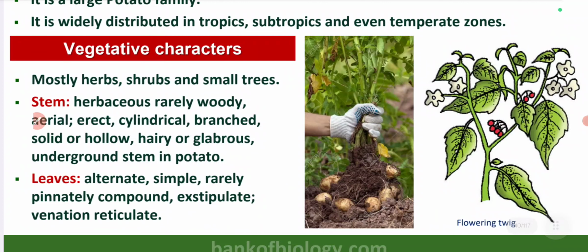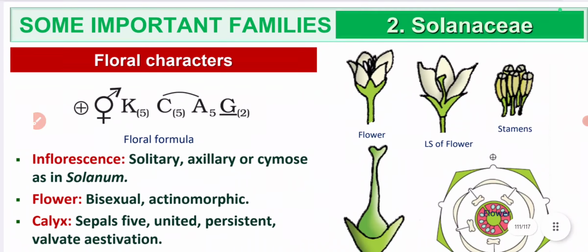Vegetative characters: mostly herb, shrub and small tree. Stem is herbaceous, rarely woody, aerial, erect, cylindrical, branched, solid or hollow, hairy or glabrous. Underground stem in potato. Glabrous means having a smooth, even surface. It is called glabrous. Okay. Leaves are alternate, simple, rarely pinnately compound, exstipulate, venation reticulate. So come to the floral characters.